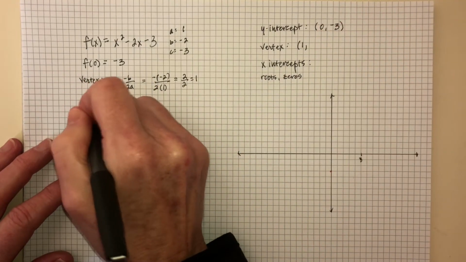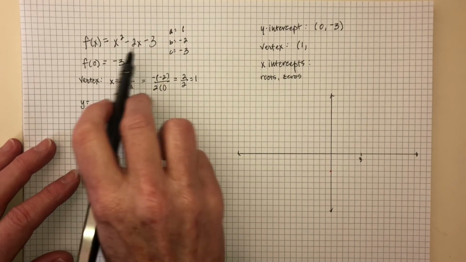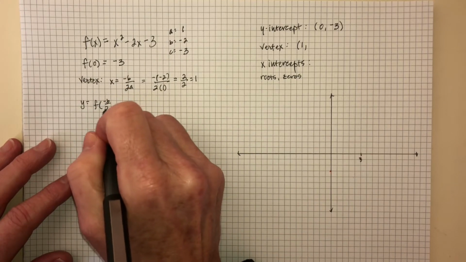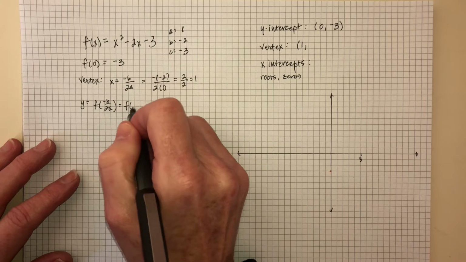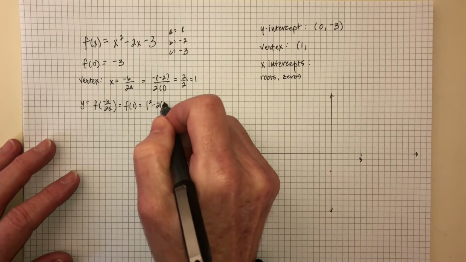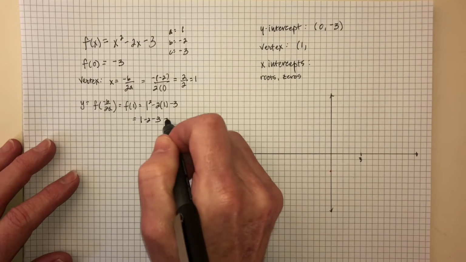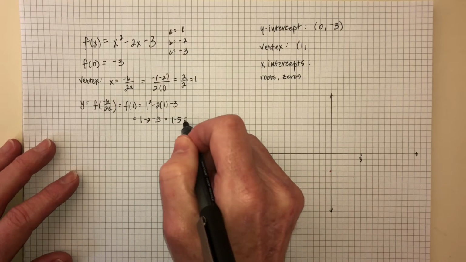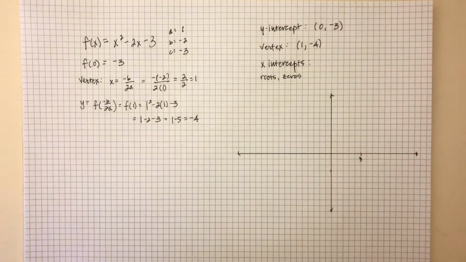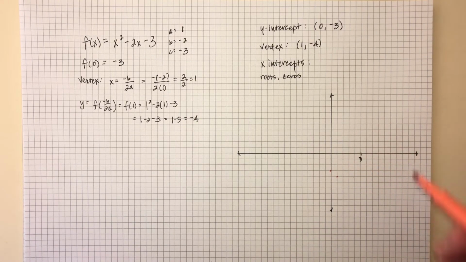Now to get the y-coordinate, we're just going to plug in what we got for x, that 1, into the original equation. In other words, it's f of negative b over 2a. F of 1 for this equation gives us 1 squared minus 2 times 1 minus 3, which is 1 minus 2 minus 3, which is 1 minus 5, which gives us negative 4. So 1, negative 4 is our vertex. And we can plot that. 1, negative 4 right there.